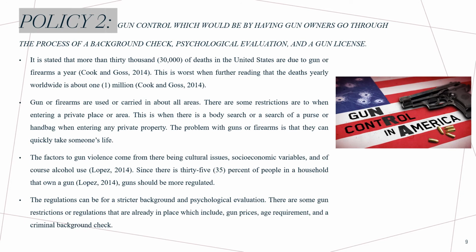Policy number two is in relation to gun control, which would be by having gun owners go through the process of a background check, a psychological evaluation, and a gun license. It is stated that more than 30,000 deaths a year in the United States are due to guns and firearms. This is worse when further reading shows that yearly deaths worldwide are about 1 million.